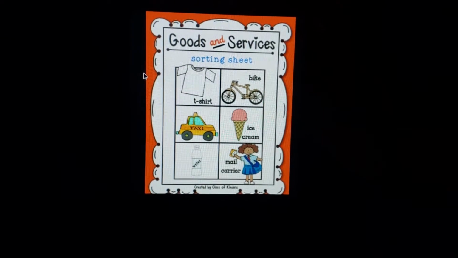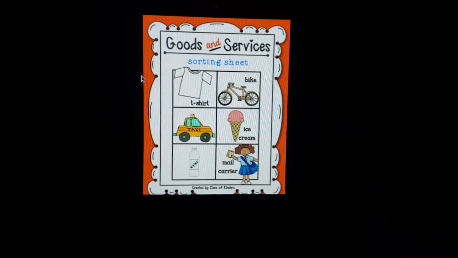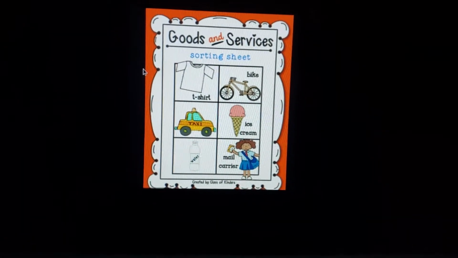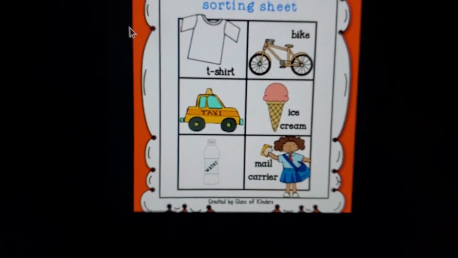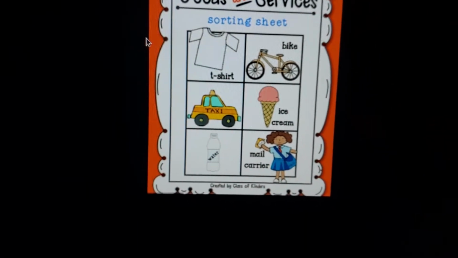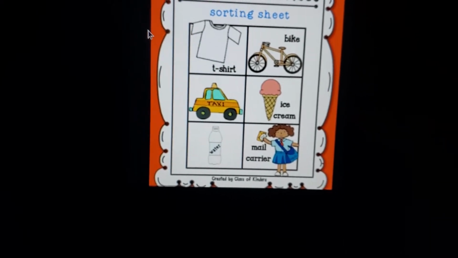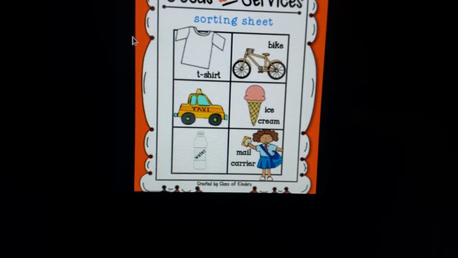Services are actions that a person does to help. So we know a t-shirt is not a service. It's not helping you. A bicycle is not a service. Taxi, see that? That's like an Uber or Lyft for you guys. Taxi is a service because it's helping someone get to a place. Ice cream, that's not a service, that's a good. We can buy it, we can eat it.